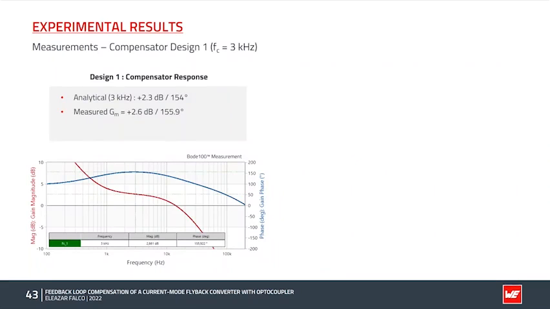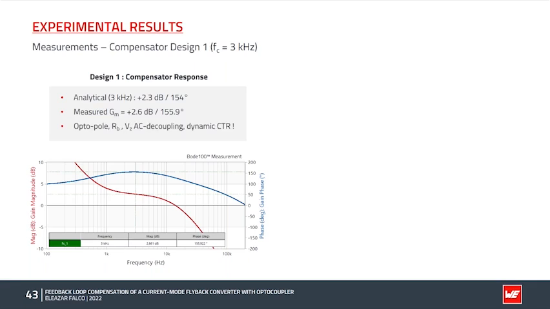And here we can see the experimental results for the first compensator design. With a target crossover frequency of 3 kHz, the compensator had to provide 2.3 dB with a phase of 154 degrees. Experimental results show 2.6 dB and almost 156 degrees in phase. This is a good approximation, but not exact due to several factors which were not considered.